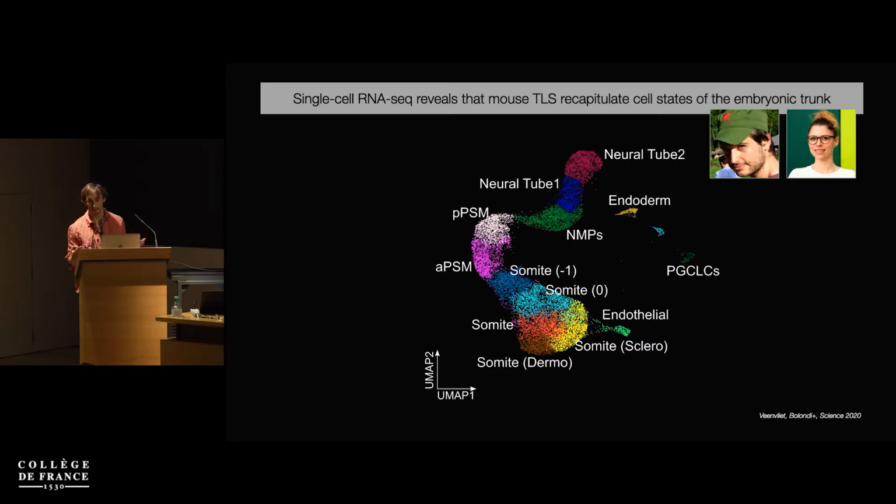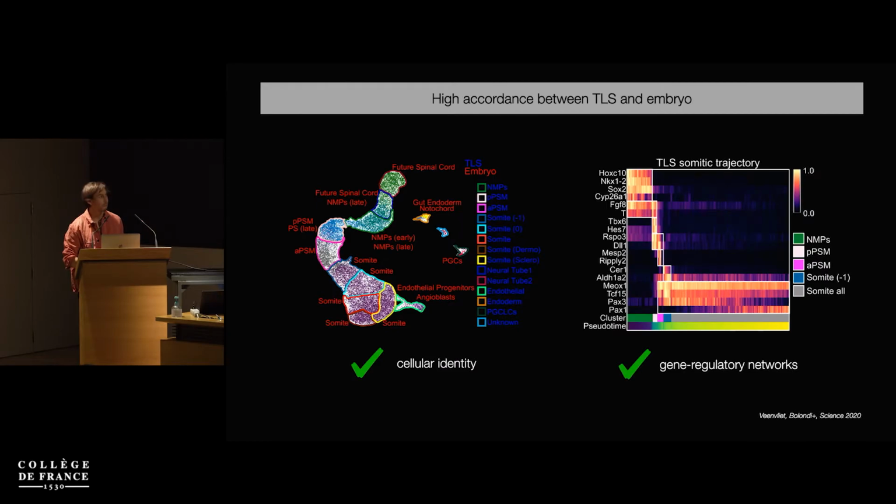Then we did a lot of benchmarking to make absolutely sure that our system resembled, to a large extent, the embryo. And one of the things we did was, of course, single-cell RNA sequencing. Here I'm showing you that we have these neuromesodermal progenitors, the actual progenitors, flanked by the neural cells. On the other hand, you see the whole somitic trajectory recapitulated. We also get some other cell types like endoderm and PGC-like cells. So we have a good reflection of cell states of the embryonic trunk.